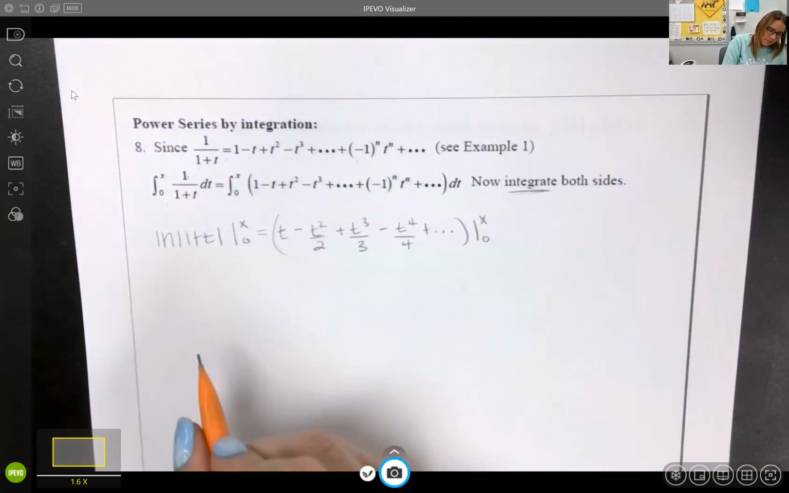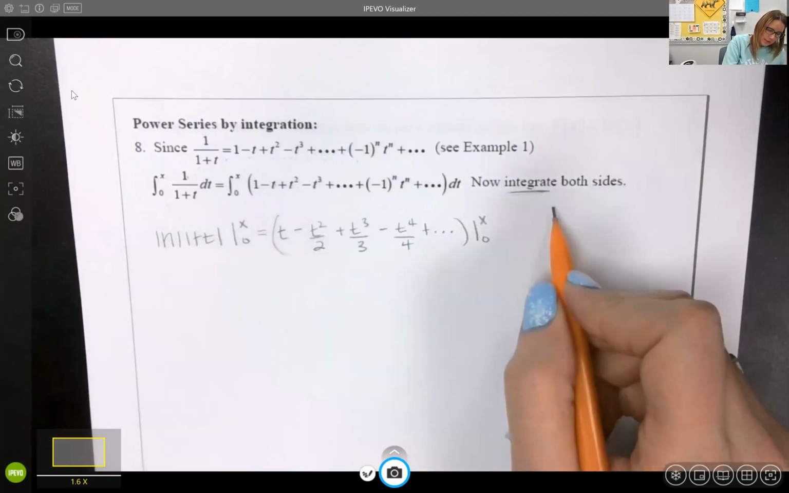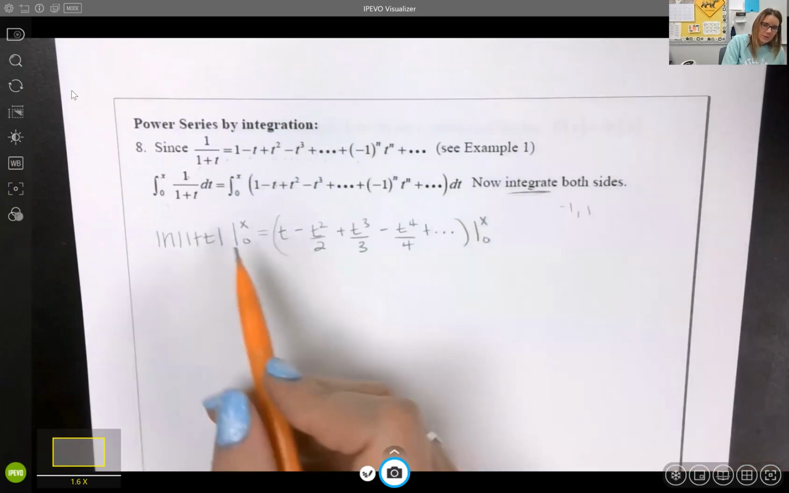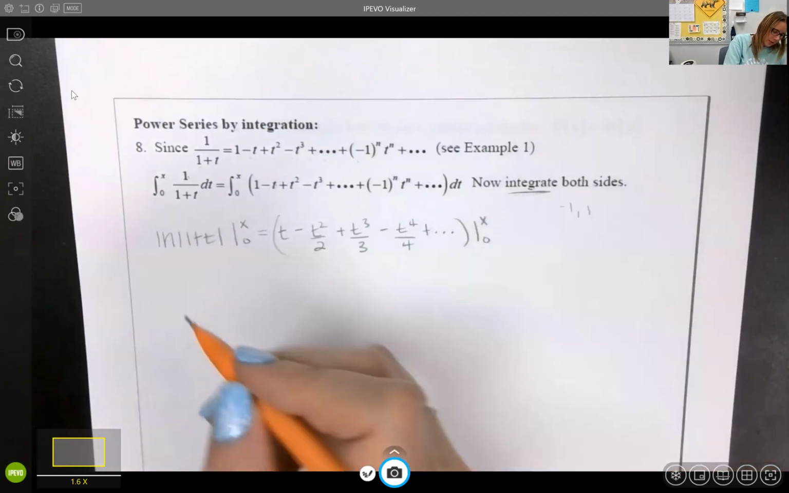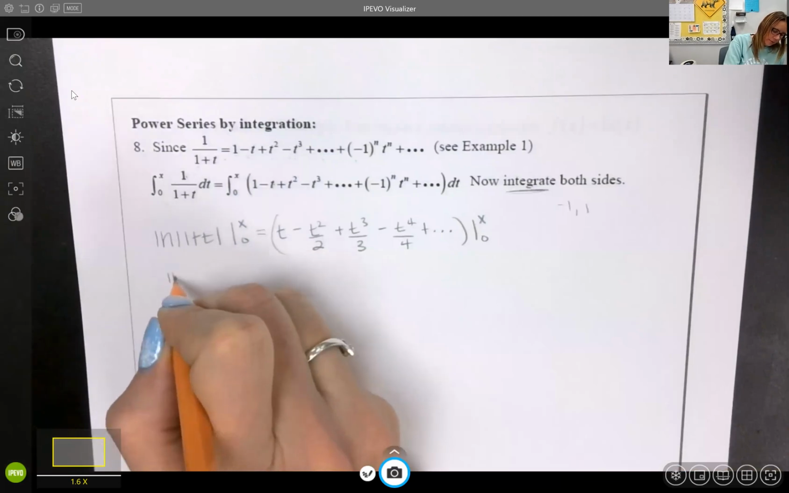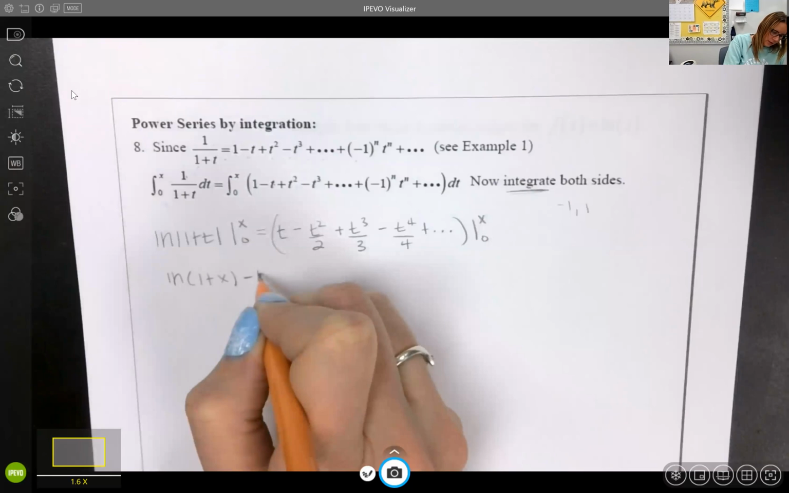Okay, now what you need to remember is that the interval of convergence has to be between negative 1 and 1. So I don't need to worry about absolute values because I'm not going to come up with a 0 or a negative number anywhere. So I can put it in parentheses. And I plug in an x, and I get 1 plus x minus the natural log of 1.